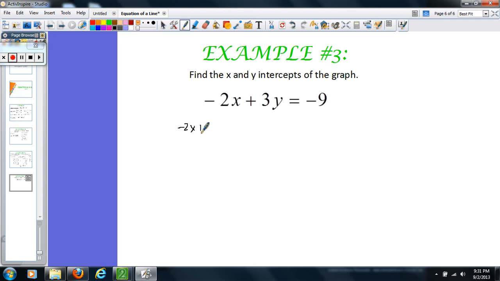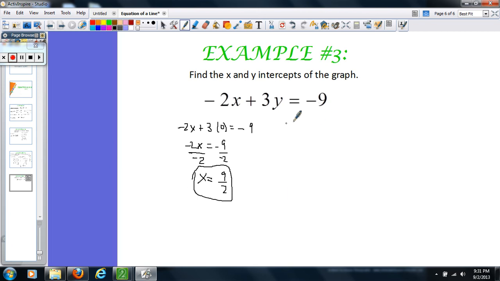So I get negative 2x plus 3 times 0 equals negative 9. This is negative 2x, and that's plus 0, so that's my equals negative 9. Now I'm going to divide by negative 2, and I get x equals negative 9 divided by negative 2. Those are going to become positive, and it does not simplify, so it's just going to be 9/2. And that is my answer for my x-intercept.